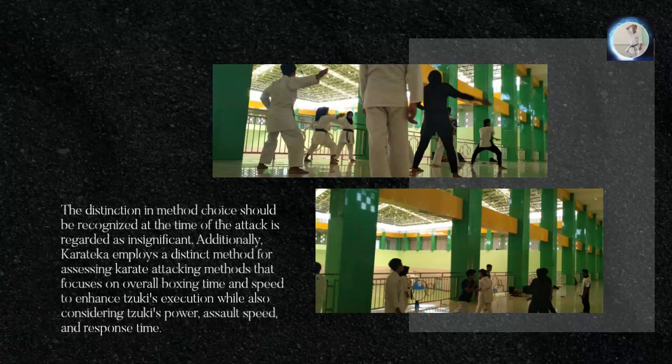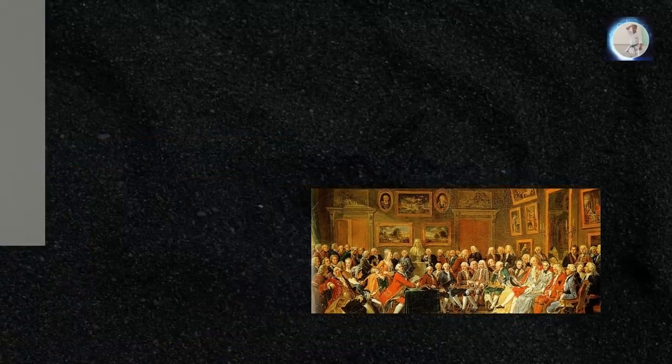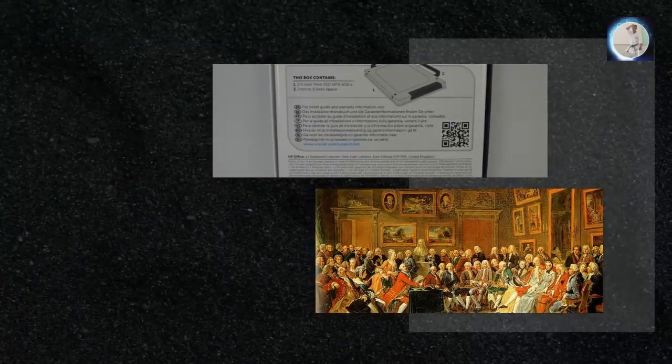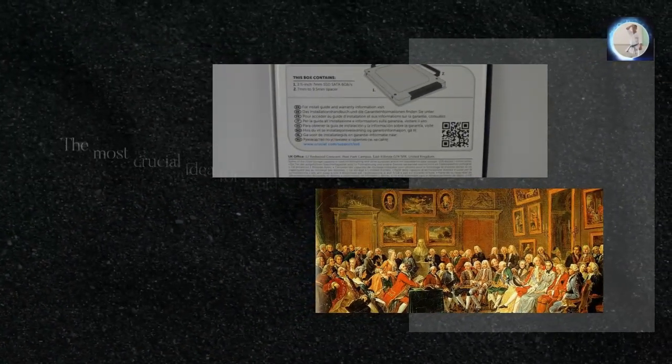Additionally, karateka employs a distinct method for assessing karate attacking methods that focuses on overall Tzuki time and speed to enhance Tzuki's execution, while also considering Tzuki's power, assault speed, and response time. The most crucial idea for Tzuki is speed.